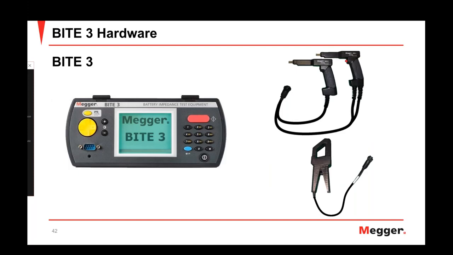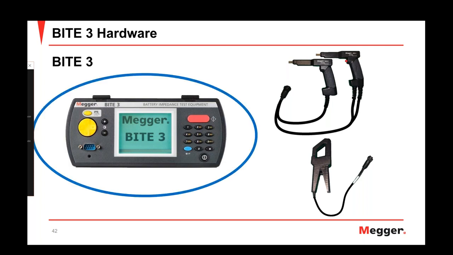So with our BITE 3, this is the hardware that we have with it, and you can see that there's a little bit less hardware with it than with the BITE 2P. Now, this mostly has to do with how the BITE 3 injects current. Instead of using an independent unit to push current like the BITE 2P, the BITE 3 has been designed to use the test probes to inject that current.